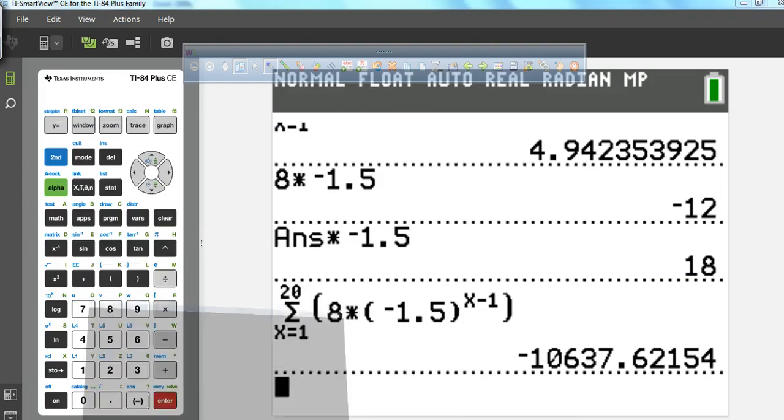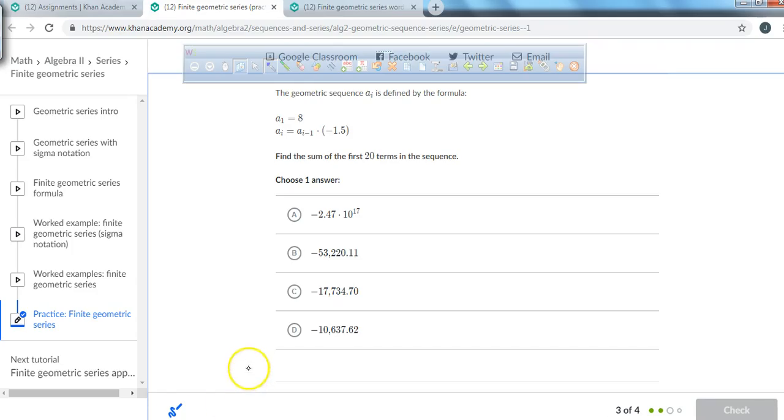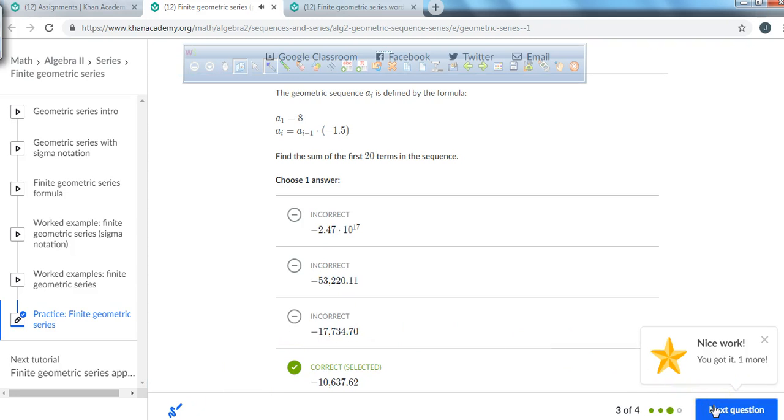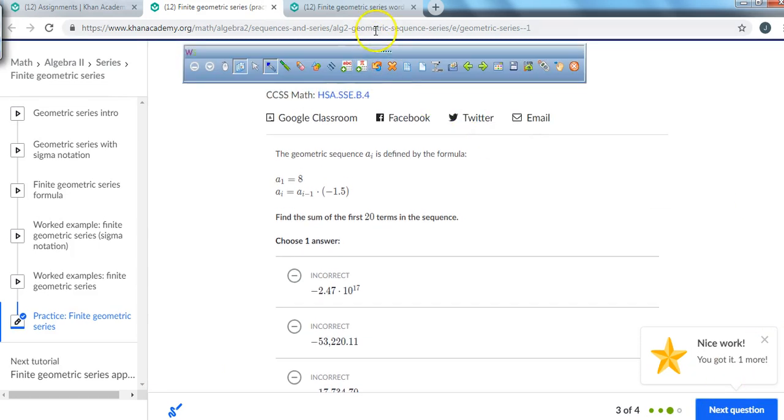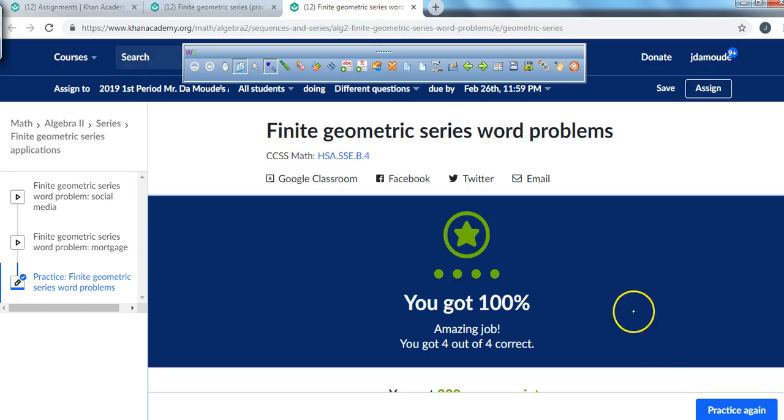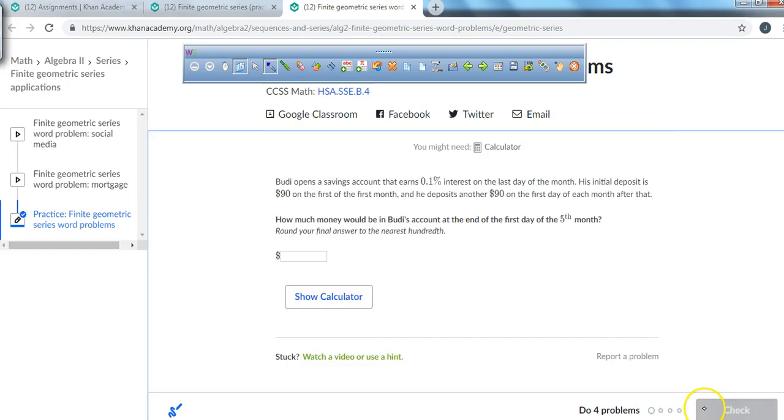Hey, I think I see it. You see it? I see it. Right there. Voila. That's all you're doing. Then we also have word problems. We'll practice. We'll do one more word problem here.